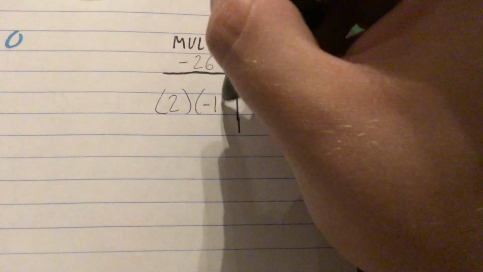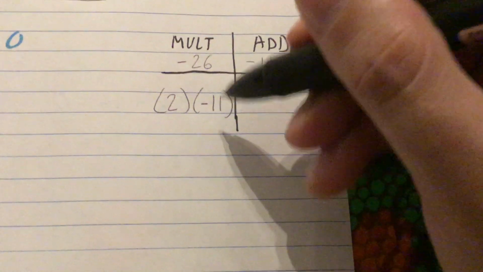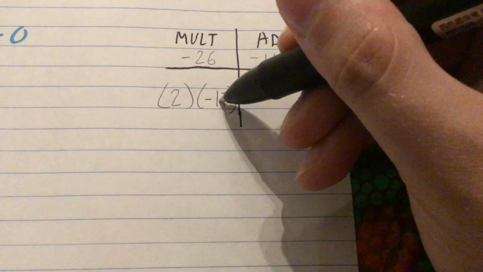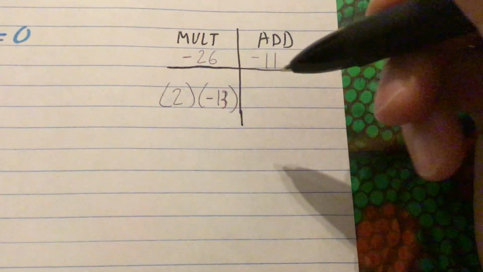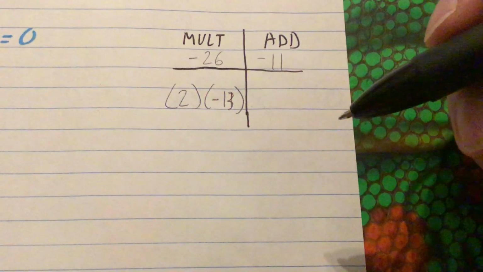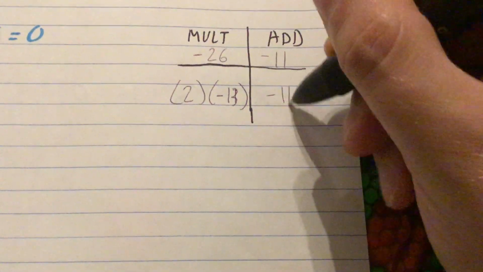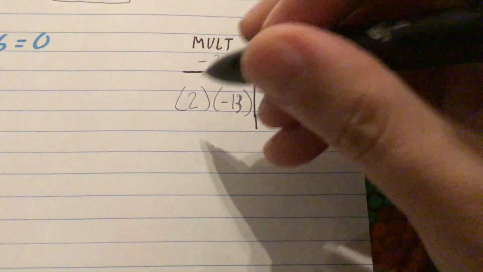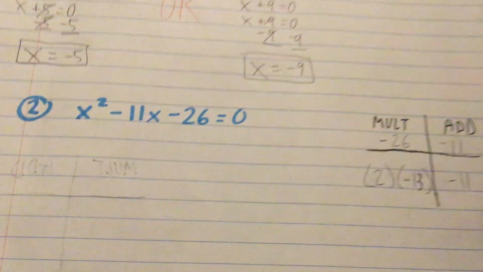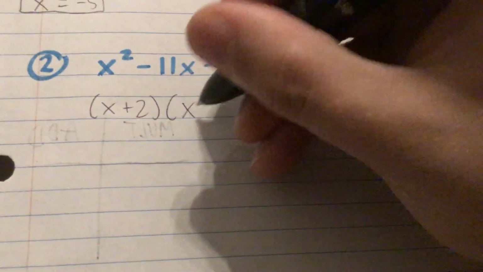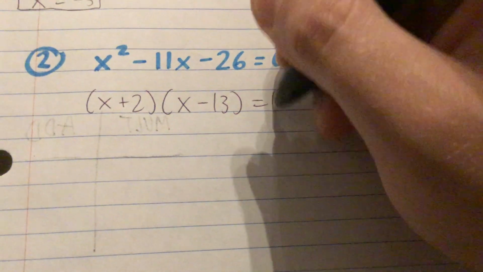So in particular, you should have come up with positive 2 times negative 13, I apologize, I was looking at the negative 11. 2 times negative 13 is negative 26. 2 plus negative 13 is negative 11. Sorry, I got a little bit distracted there. Okay, so it's 2 times negative 13. So now we split this up into x plus 2 times x minus 13 is equal to 0.